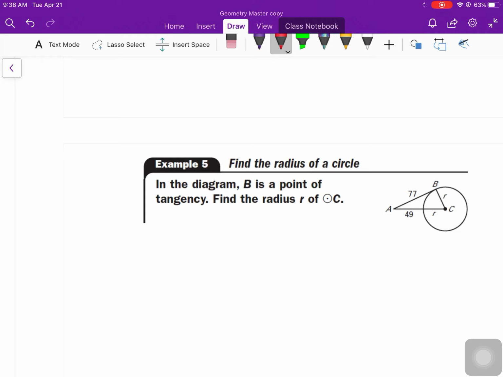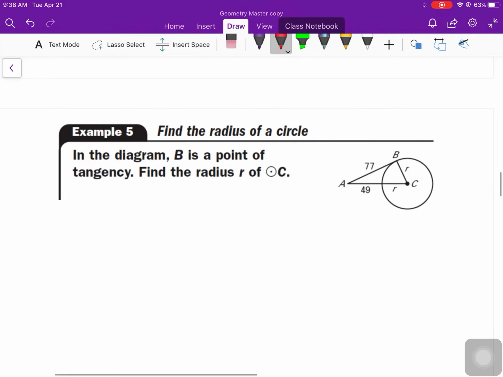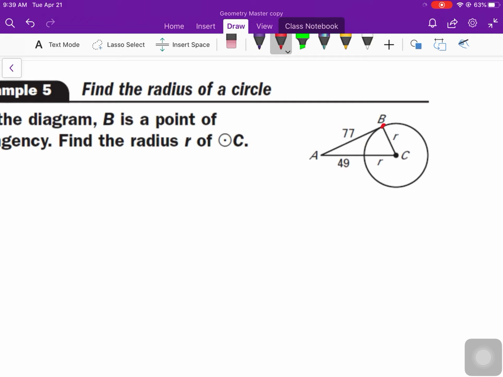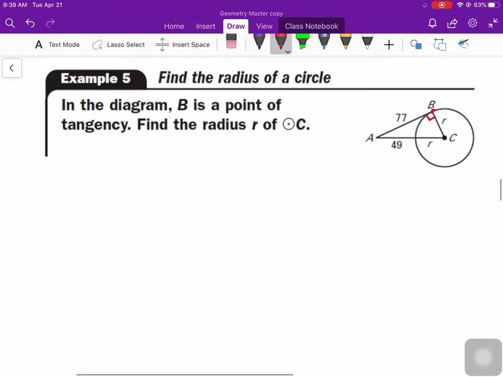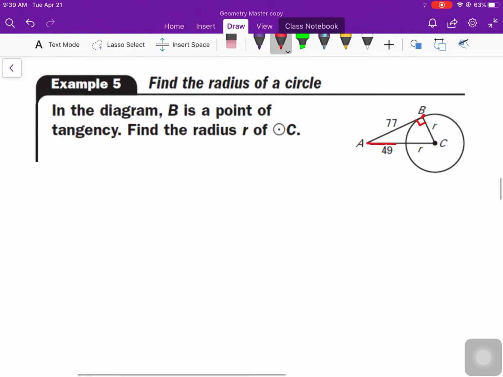Okay, so the next example is something more like what you might see on the test. It says, in the diagram, B is a point of tangency. So I know this is a tangent. Find the radius r of the circle C. Since that is tangent and the radius connects to it, I know that this is a right angle. So we can use our Pythagorean theorem. I'm going to start with my largest side. That entire side length is going to be 49 plus r, quantity squared, is equal to r squared plus 77 squared. So my two legs, I'll draw those in purple there.